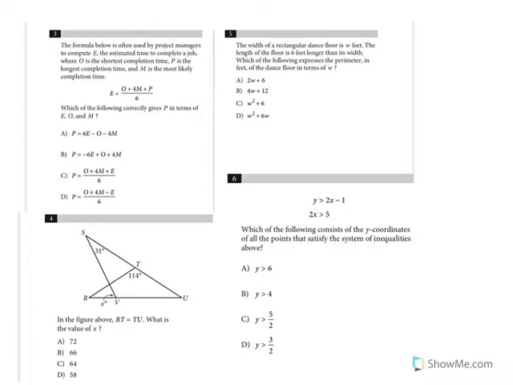The formula below is often used by project managers to compute E, the estimated time to complete a job, where O is the shortest completion time, P is the longest completion time, and M is the most likely completion time. E equals O plus 4M plus P, divided by 6. Which of the following correctly gives P in terms of E, O, and M?